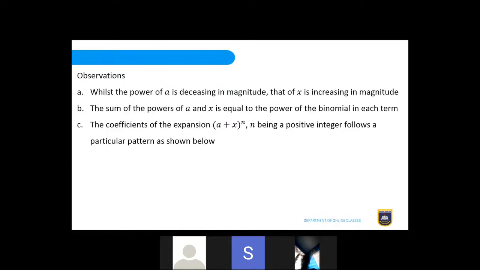So that is what we are saying, that whilst the power of A is decreasing in magnitude, that of X is increasing in magnitude.